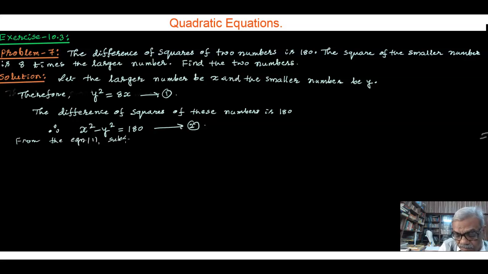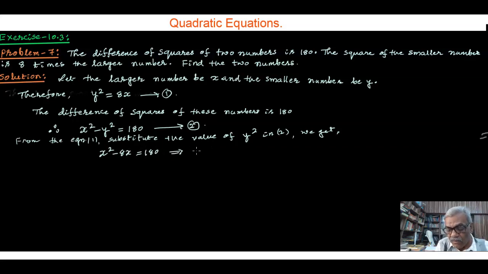Now from equation 1, substitute the value of y square into it, and we get x square minus 8x equal to 180. Writing this in standard form, that is x square minus 8x minus 180 is equal to 0. Let me call this equation 3.